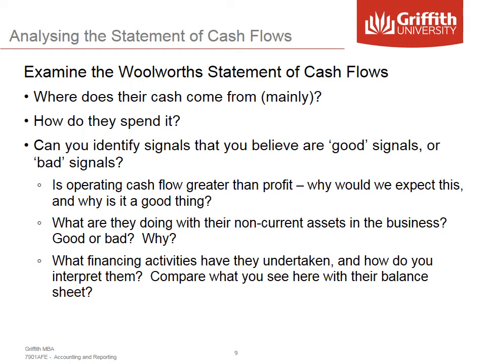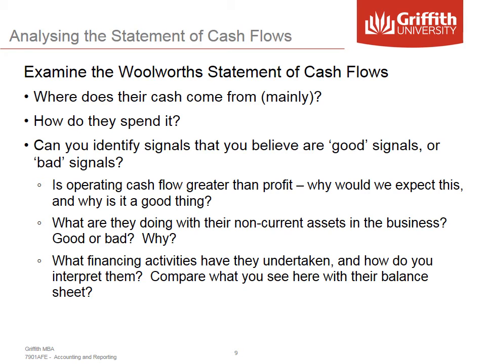The next question then is, well, let's have a look and see where they spend it. So there are lots of signals that you can pick up here that you might think are good signals or bad signals, and here are just a couple of them. The first good signal is that operating cash flow is greater than profit. And we've already discussed why we expect this. It's because of the non-cash expenses, of which depreciation will usually be the biggest. Why is that a good thing? Well, because it tells us that the business is generating a positive cash flow from its everyday operations.